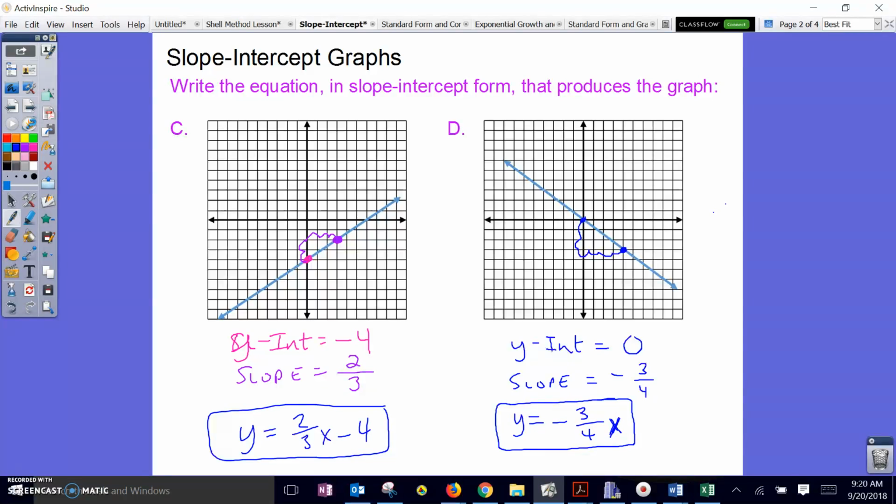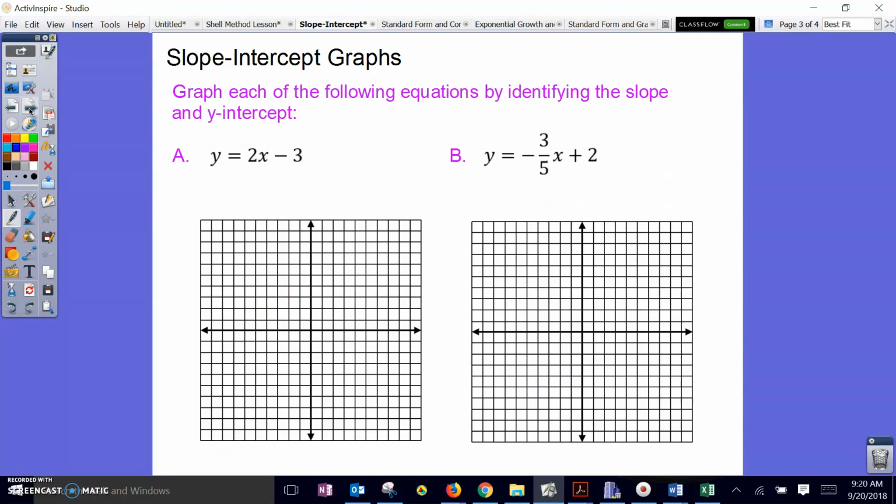Alright, now let's go in the other direction. We're going to start with the equation. We're going to identify the slope and the y-intercept, and we're going to use it to graph. The slope in this first one is 2, and the y-intercept is negative 3. In order to graph this, we start by graphing the y-intercept. So we go down to negative 3 on the y-axis. And then since the slope is 2, that's the same as 2 over 1. So we're going to rise 2 when we run 1 over to the right.